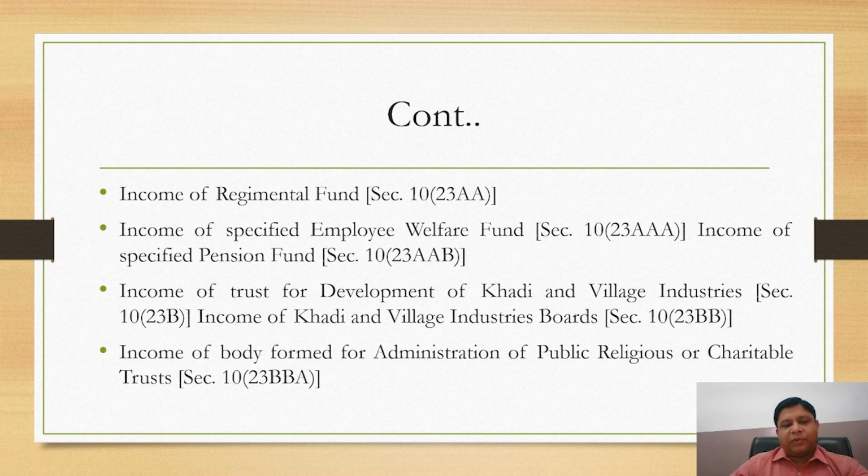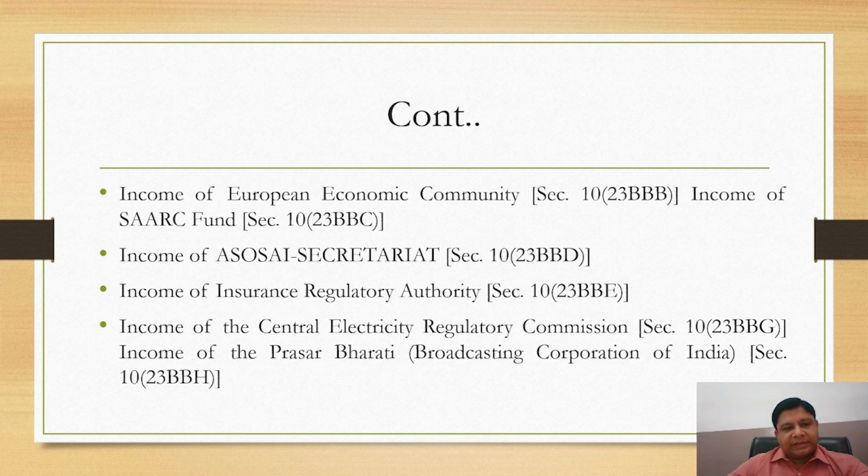Next, income of body formed for administration of public religious or charitable trust has some clarifications. Income of a body formed for administration of public religious or charitable trust is fully exempted. Next, income of the European Economic Community is exempted. Income of SAARC fund is exempted. Income of SOSI Secretariat is fully exempted. Income of Insurance Regulatory Authority is fully exempted. Income of Central Electricity Regulatory Commission is fully exempted. Income of the Prasar Bharati is fully exempted.